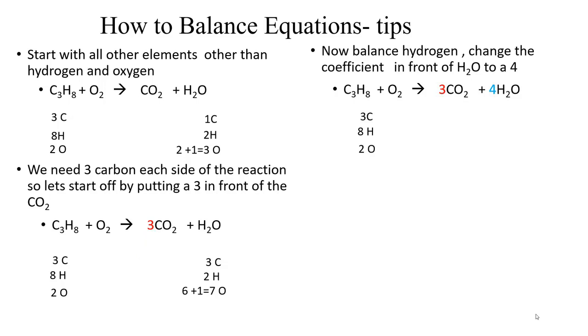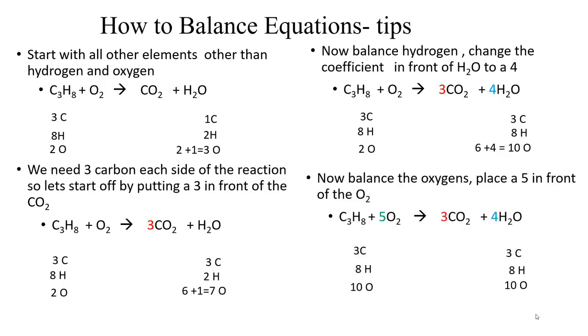Next, let's try to balance the hydrogens. So we have 8 hydrogens on the reactant side, so we need to change the coefficient on the water on the product side to give us more hydrogens. If we put a 4 in front of the water, that balances the number of hydrogens to 8 on each side. Now this also changes the number of oxygen atoms as well. We still have the 6 oxygens from carbon dioxide and now 4 oxygens from the water. So we have to add 6 plus 4 to give us 10 oxygen atoms on the product side.